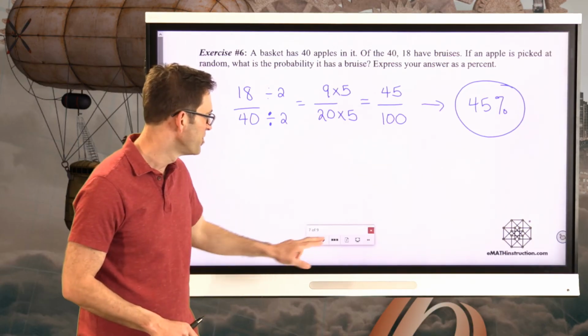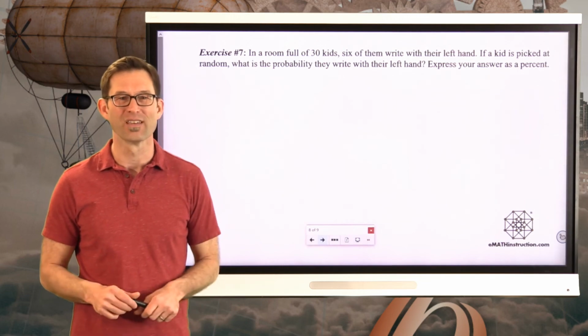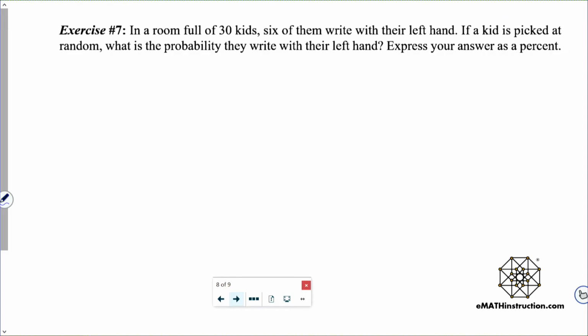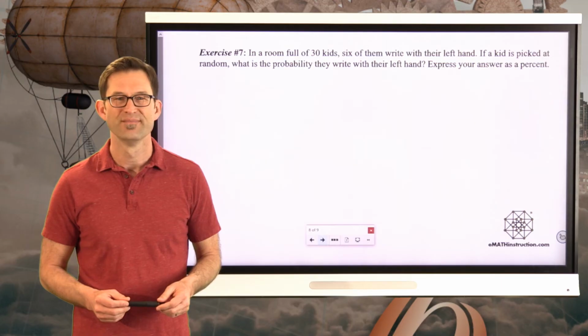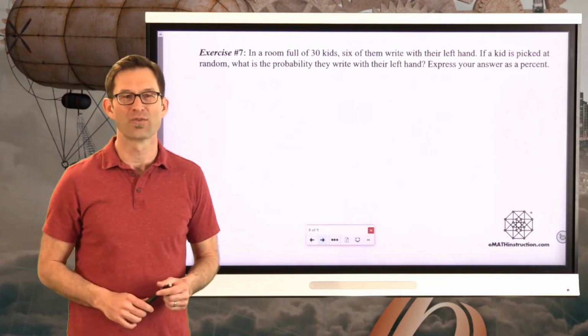Let's do one more. All right, exercise number 7. In a room full of 30 kids, 6 of them write with their left hand. If a kid is picked at random, what is the probability they write with their left hand? Express your answer as a percent. All right, why don't you go ahead and try to do this one on your own.